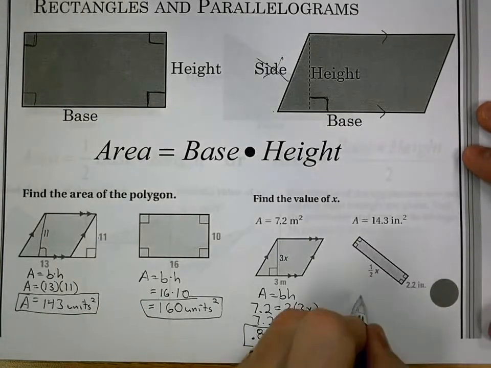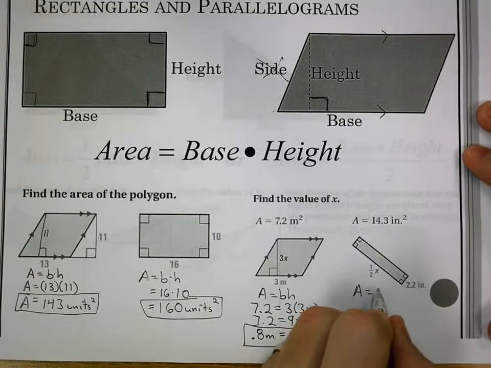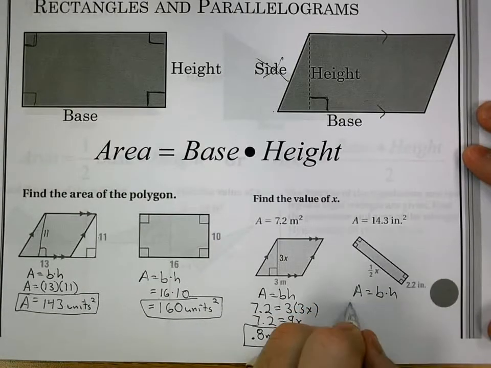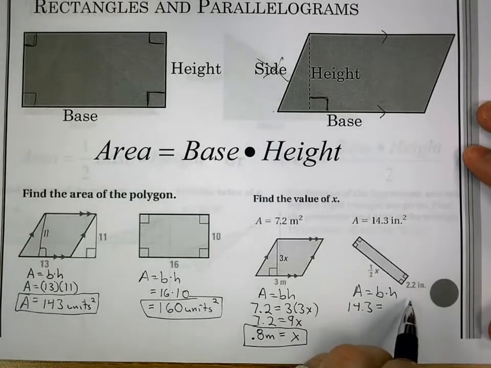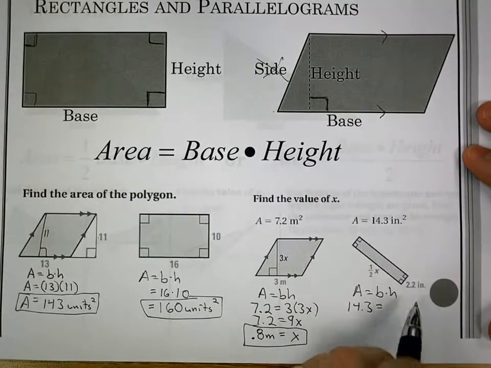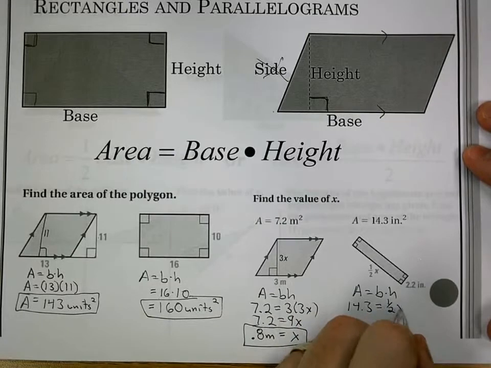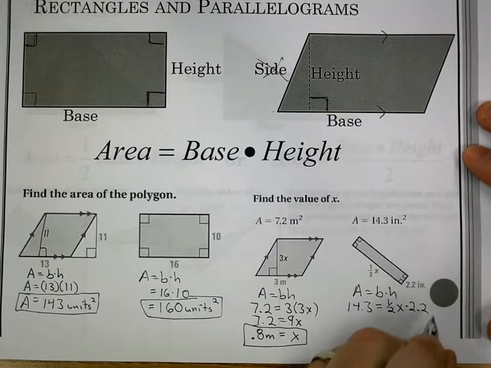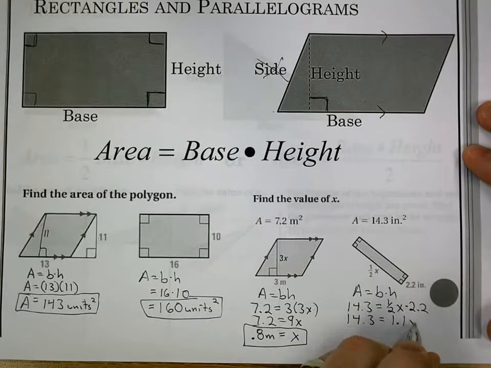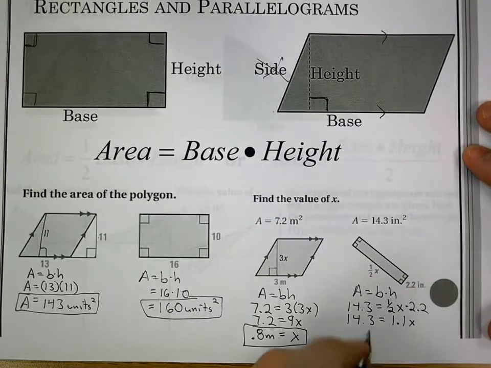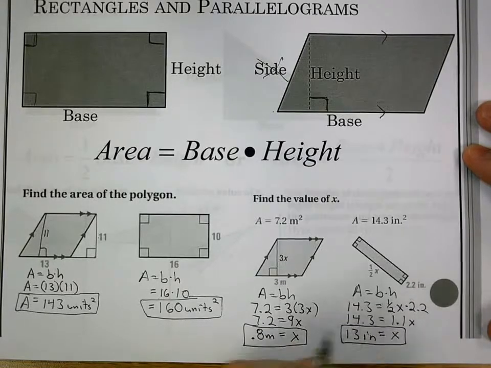Next one we have is a rectangle. So I look, area is base times height. I have 14.3 equals, well, right here I can't really tell which one's base and height. I just know they're perpendicular, so we could just write 1/2 x times 2.2. By simplifying, I get 1.1x by taking half of 2.2. Then divide 14.3 by 1.1, and I get 13, and that's inches. 13 inches.